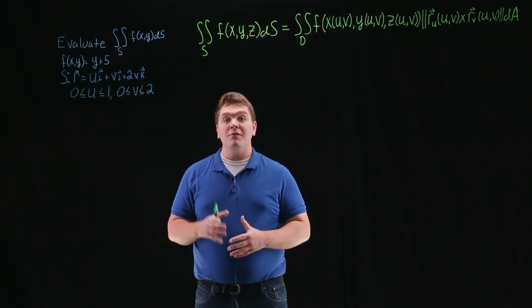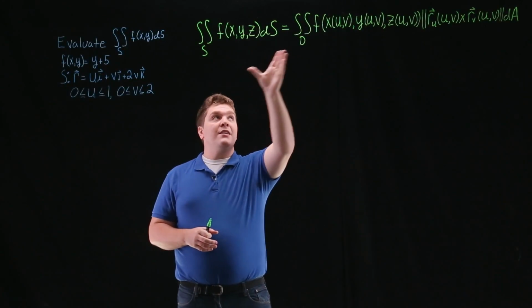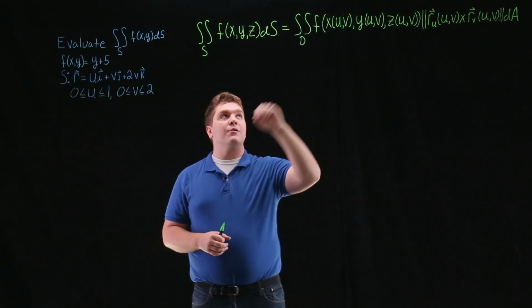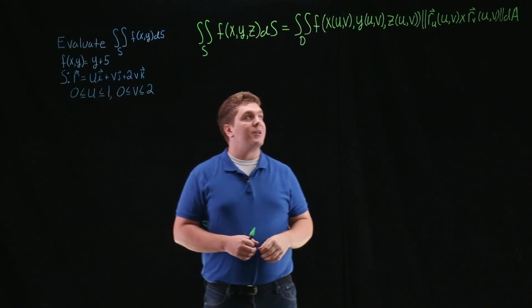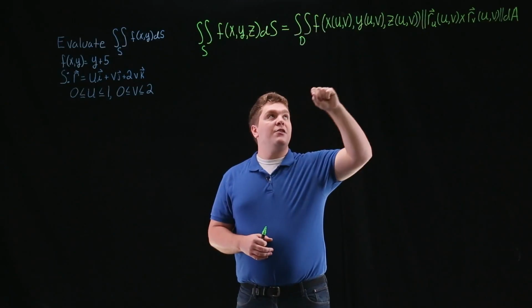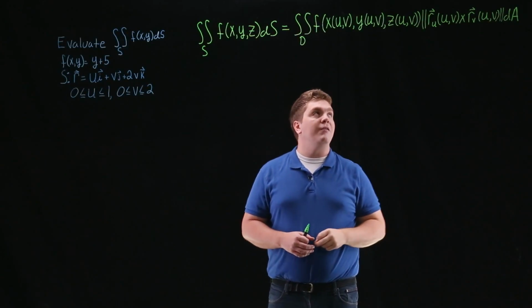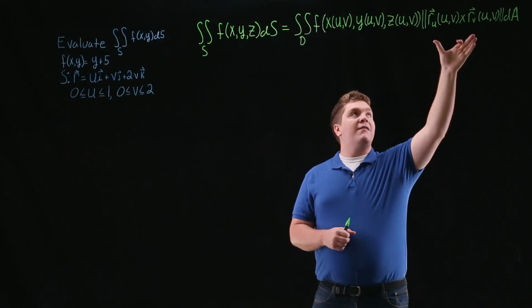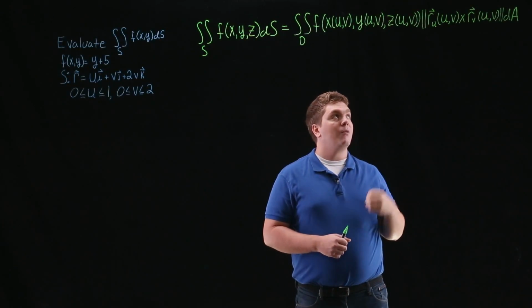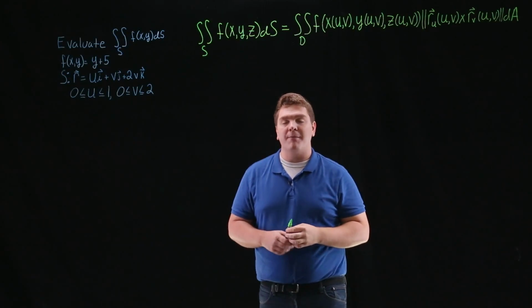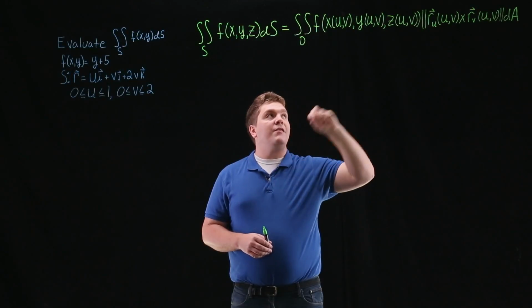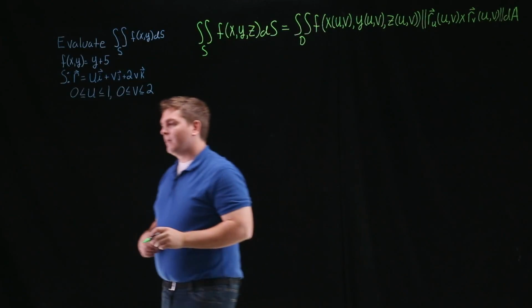Now the idea we're going to use in order to evaluate this integral is given by this up here. We want to rewrite the surface integral as a double integral over some region D. The way we're going to do that is we're first going to find x of uv, y of uv, z of uv, and then find the magnitude of the cross product of the partial derivative of r with respect to u with the partial derivative of r with respect to v. So let's write down what x of uv, y of uv, and z of uv are.